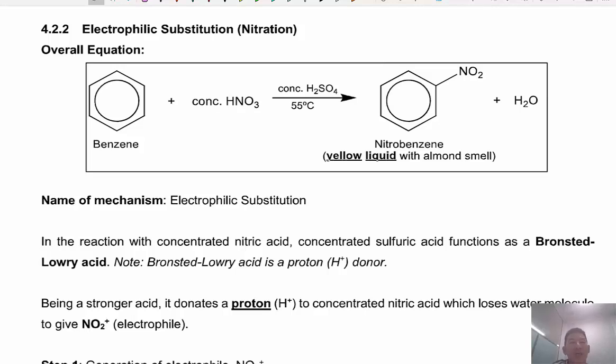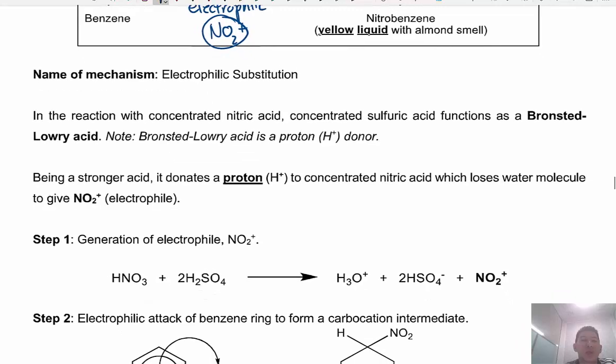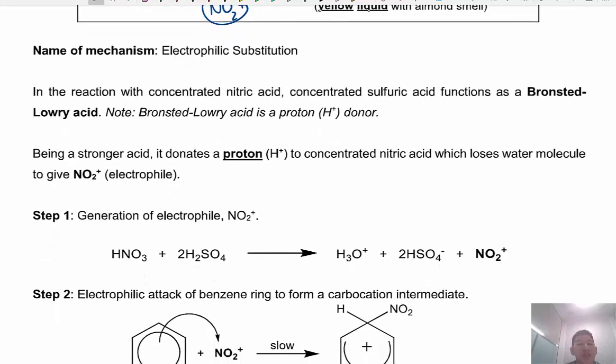For the electrophilic substitution nitration category, you are replacing the H with NO2, and your electrophile is NO2 plus. So some of you might be wondering, how are we going to get NO2 plus out from nitric acid? How is that even possible? So the next step is something you have to remember. The reason why you need concentrated sulfuric acid.